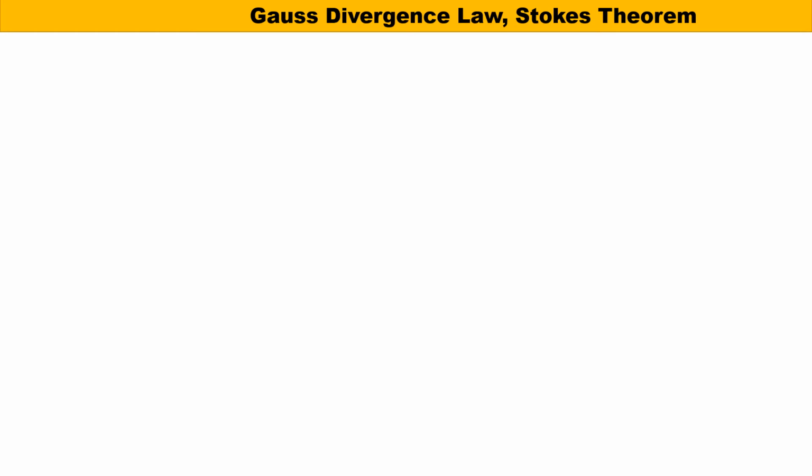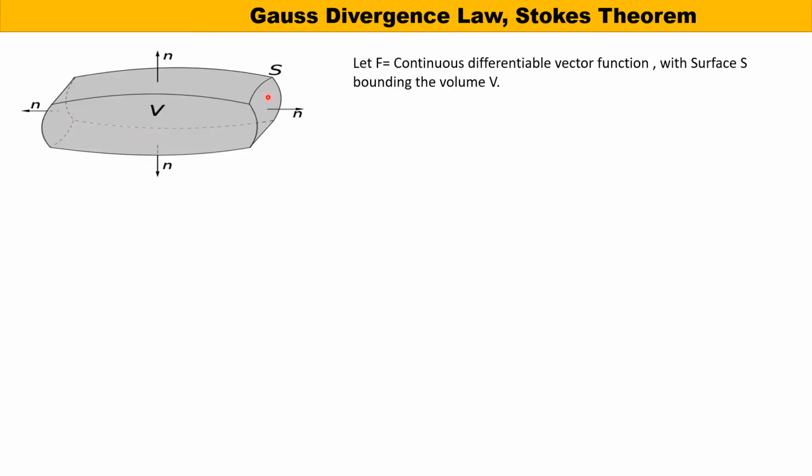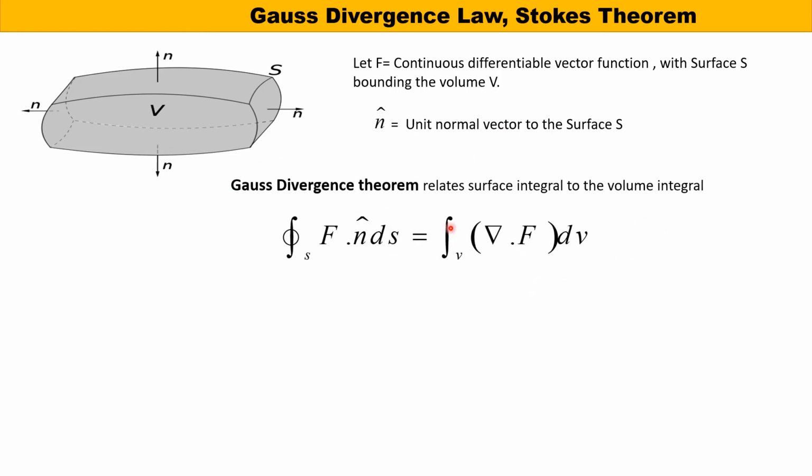Before moving to Maxwell's equations or deriving these laws, the Gauss divergence theorem and Stokes theorem are important. There is a surface S bounding a volume V, and n cap is a unit normal vector to the surface. What is the Gauss divergence theorem? The surface integral of the normal component of any vector f, which is a continuous differentiable function, is equal to the volume integral of the divergence of f. So we can relate the surface integral with the volume integral, and this is the Gauss divergence law.